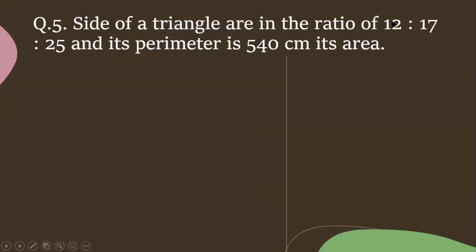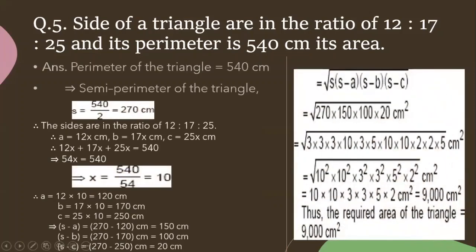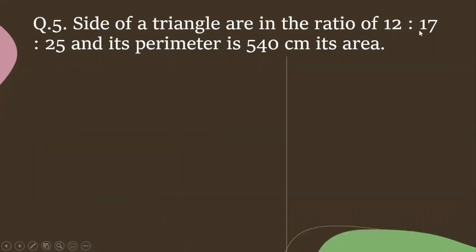Okay, we need to find the area of the triangle. They gave the ratio. So let the sides in the ratio be 12x plus 17x plus 25x is equal to 540. Am I clear, children? So entire triangle perimeter they gave 540. Semi perimeter is half of that, 270. We don't know the exact side values, but they gave the ratio of side values.